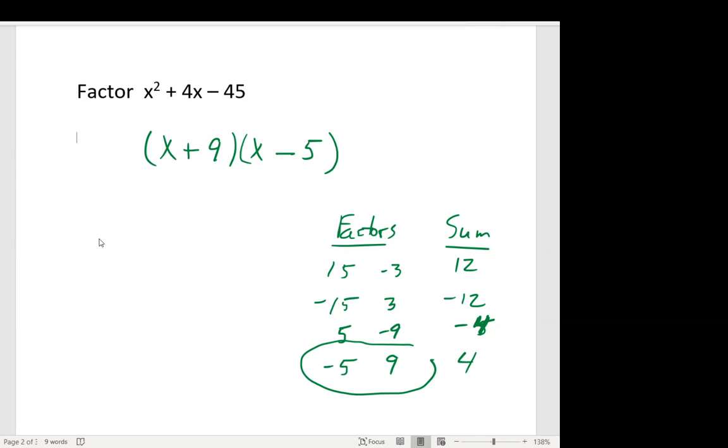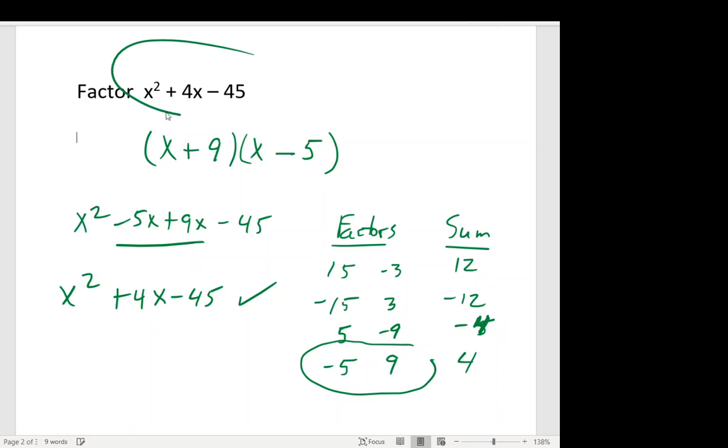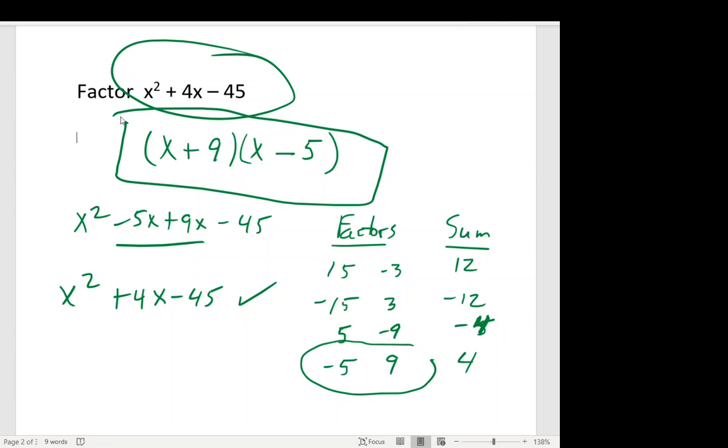And if you were to check this by multiplying, x times x gives you the x squared, x times the minus 5 gives you the minus 5x, and then distribute the 9. 9 times x gives you the positive 9x, and then the 9 times minus 5 gives you the negative 45. And then when you combine these like terms, you end up with x squared plus 4x minus 45, and that's what you were supposed to get. Alright, so your factorization would be that right there.